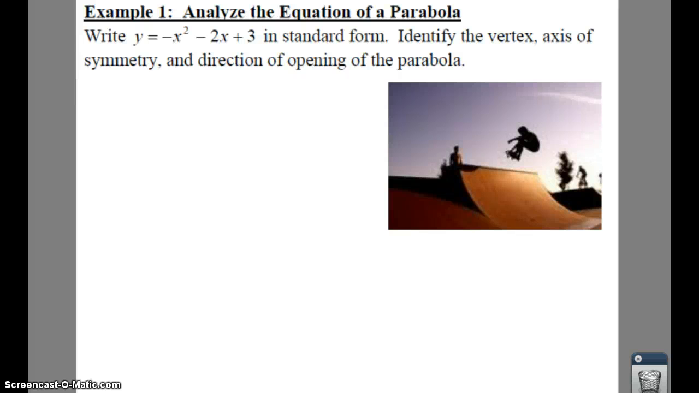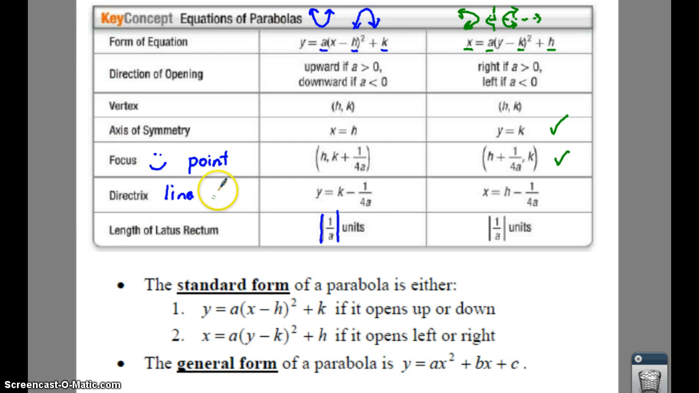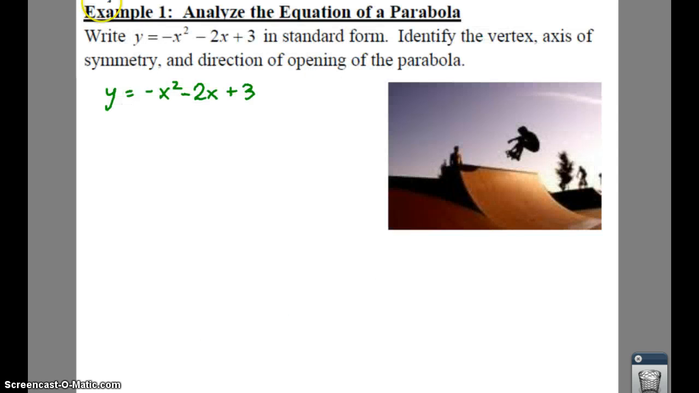Example 1 wants us to analyze the equation of a parabola here. So notice this is in what we would call general form. We need to write it in standard form, which is also known as vertex form. So if we start off with the equation y equals negative x squared minus 2x plus 3, we want this to look like this lovely equation here, since it's a y equals. So what we have to do is actually complete the square.